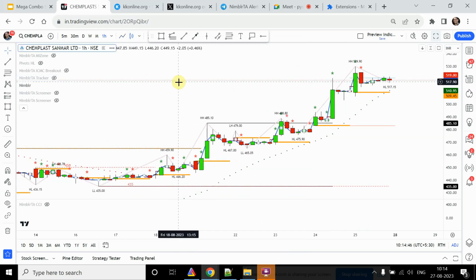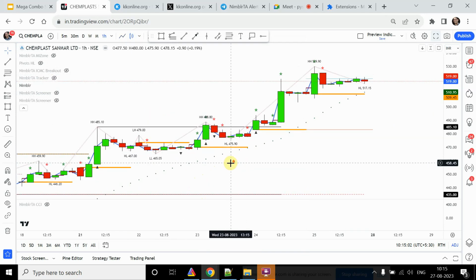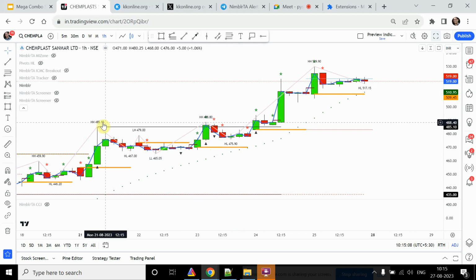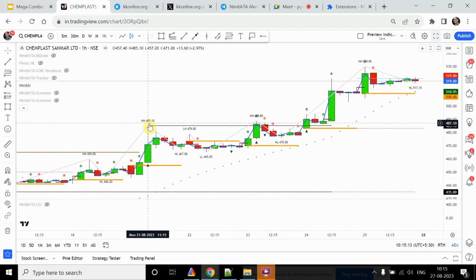Let's take another example. Over here, we have multiple other things. We have the pSARs, we have the previous level crossing markings as well. So when I tick on this particular value, which is show previous level crossing, these small arrows are getting formed. When these arrows are getting formed, it tells us that the previous level of the swing level, which is 485 over here, was broken on the upside.